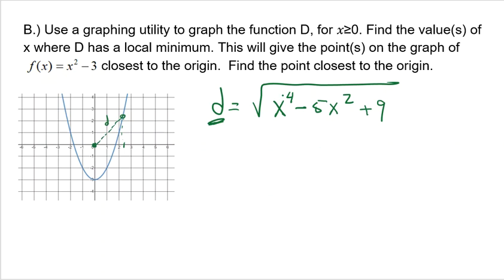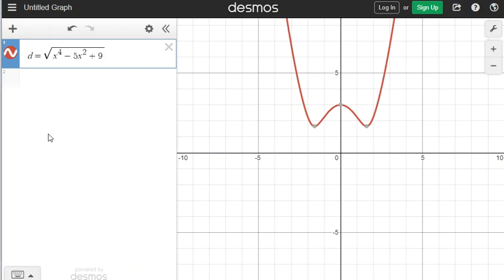All right, so what I could actually do is graph this distance function, and the minimum value of this distance function would be the shortest distance. And that's what I'm looking for, right? I'm looking for the point that is the smallest distance from the origin. So again, I'm going to go ahead and grab my graphing calculator. And I'm actually going to use Desmos, because to me that's a much prettier looking graphing calculator. And in Desmos, I went ahead and typed in the formula, d equals the square root of x⁴ − 5x² + 9.